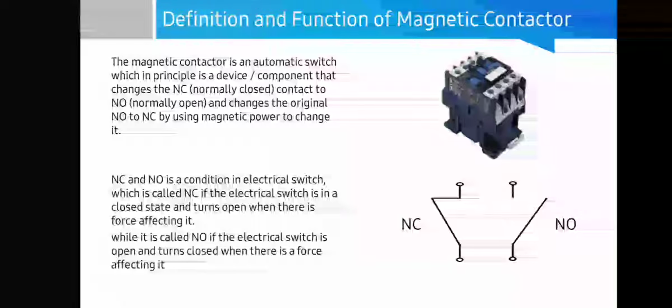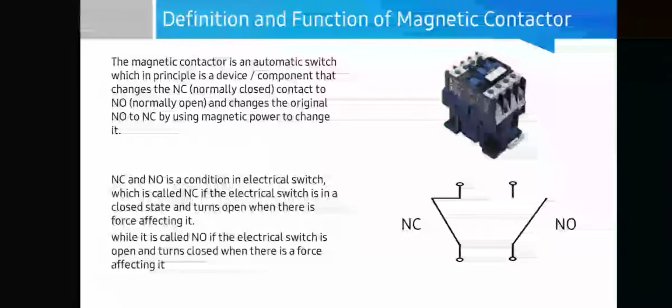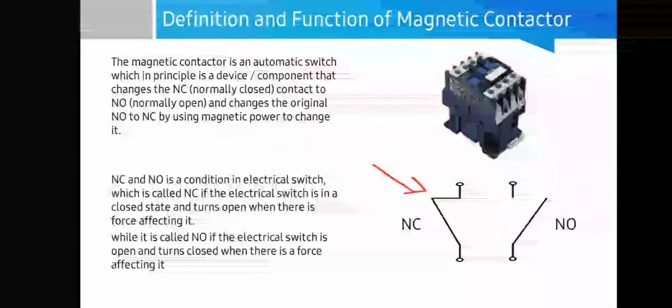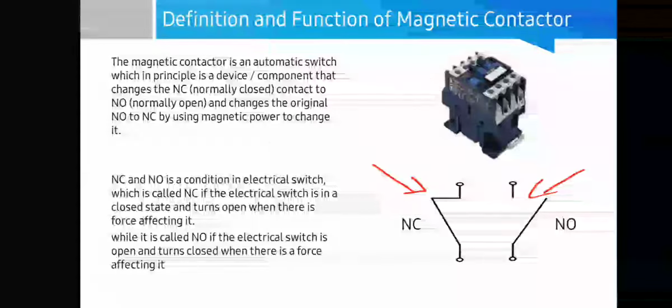NC and NO are conditions in an electrical switch. We can see here, this is the NC switch, NC condition. It is called NC if the electrical switch is in a closed state and turns open when there is a force affecting it, while it is called NO if the electrical switch is open and turns closed when there is a force affecting it.